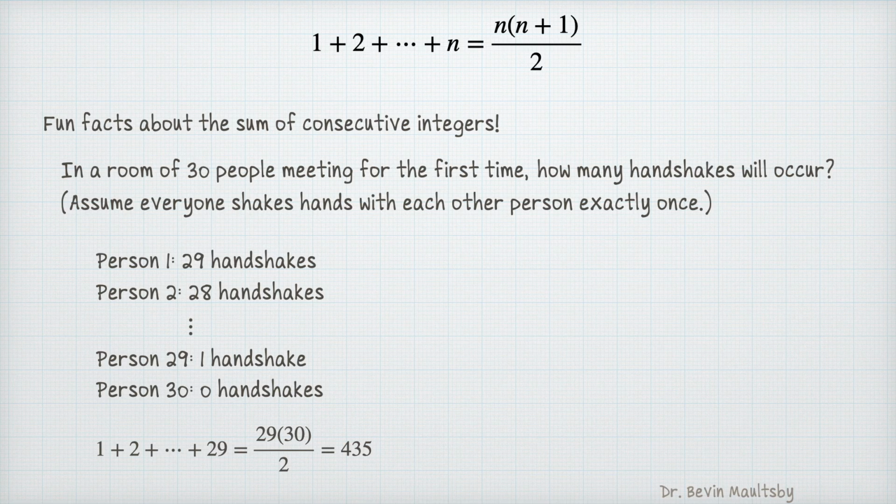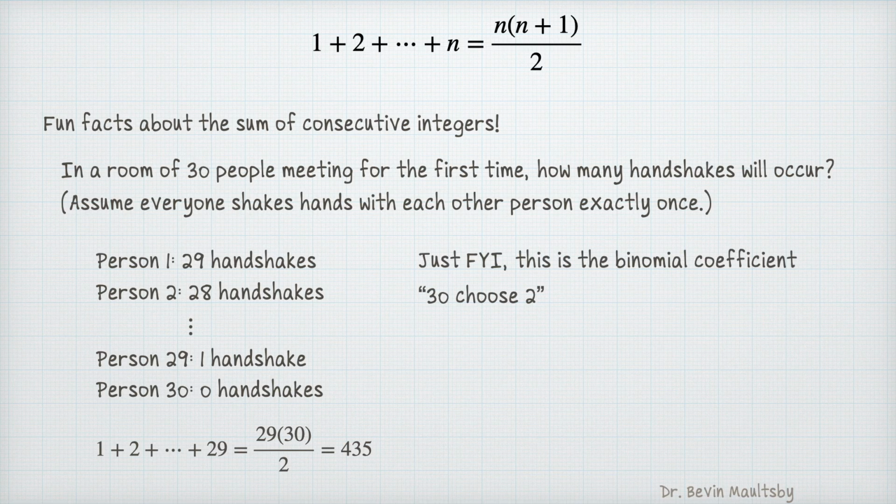It doesn't sound like a particularly fun gathering, but we recognize in this way that the total number of handshakes will be the sum from 1 to 29. That's 29 times 30 divided by 2, which is 435. There I've used the formula that we've proven, but there's another way you could think about this number.